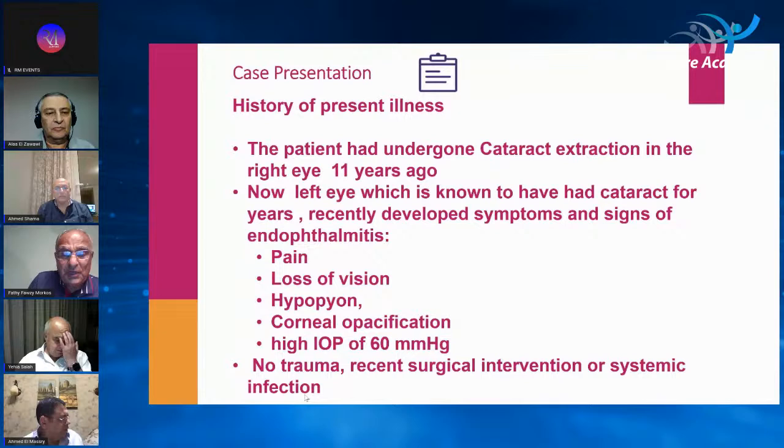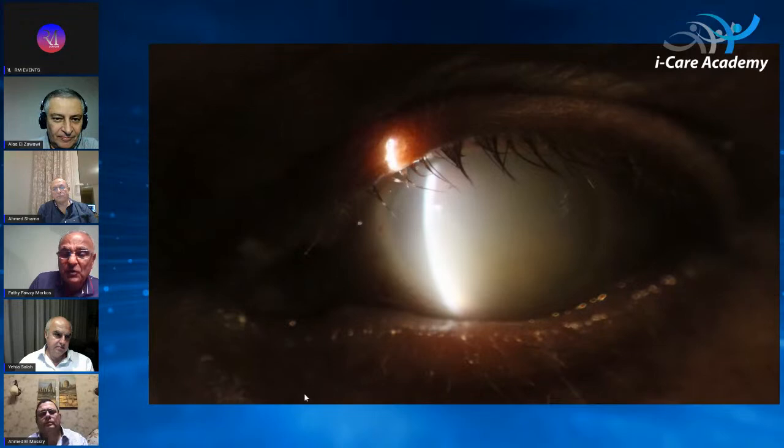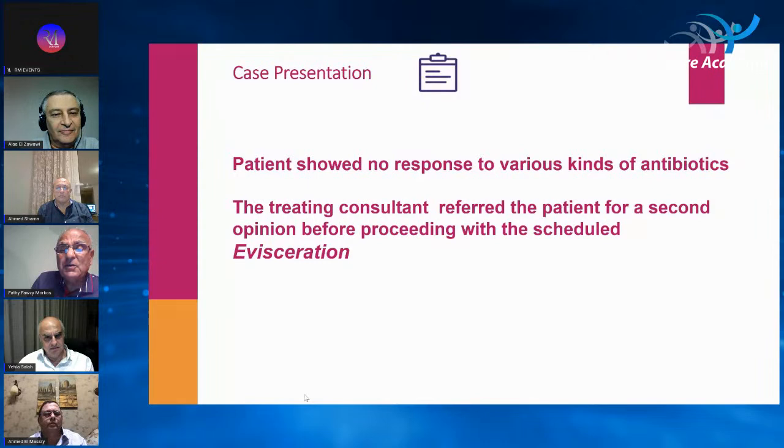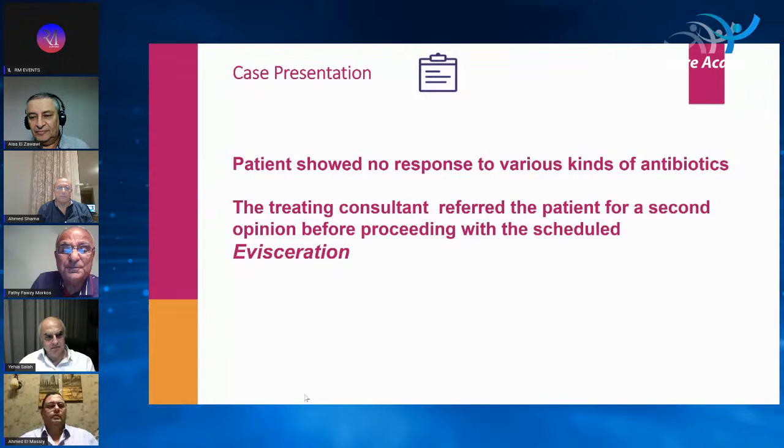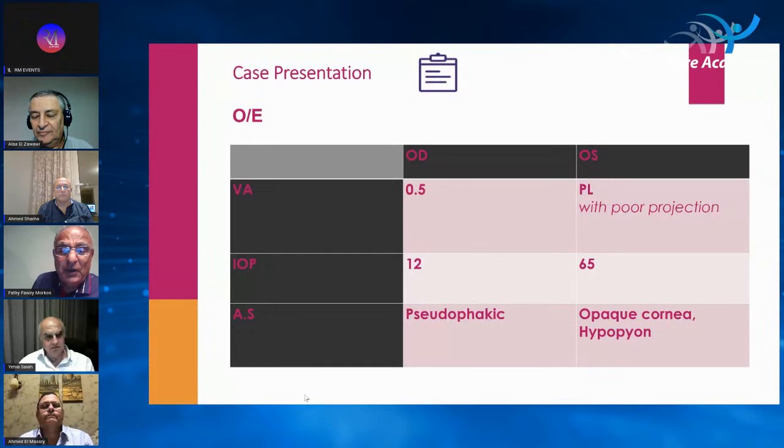There was no history of trauma or any recent surgical intervention that would explain the development of endophthalmitis. This was his clinical picture, with opaque cornea and cheesy hypopyon inside the anterior chamber. The patient showed no response with his primary consultant. He is from Upper Egypt and tried various kinds of topical and systemic antibiotics with no response, so he was referred for a second opinion before the scheduled evisceration. The vision in the eye operated years ago was 0.5, and this affected eye was PL with poor projection. Intraocular pressure was 12 in the right eye and 65 in the left eye, with opaque cornea and hypopyon.